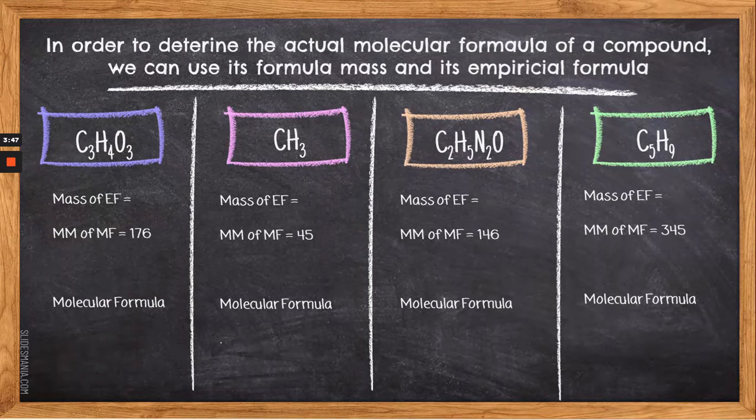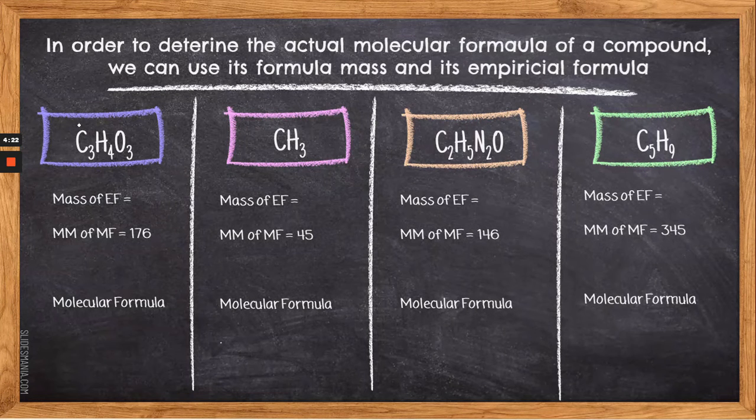So in order to determine the actual molecular formula of a compound, we can use its formula mass, right, its molar mass, and its lowest ratio, empirical formula, to get the new formula, the big molecular formula. Sometimes we think of the molecular formula like the fluffy version. So you need a couple of pieces of information. You need the empirical formula, which you have on your paper, and then you need to know how much this lowest ratio weighs.